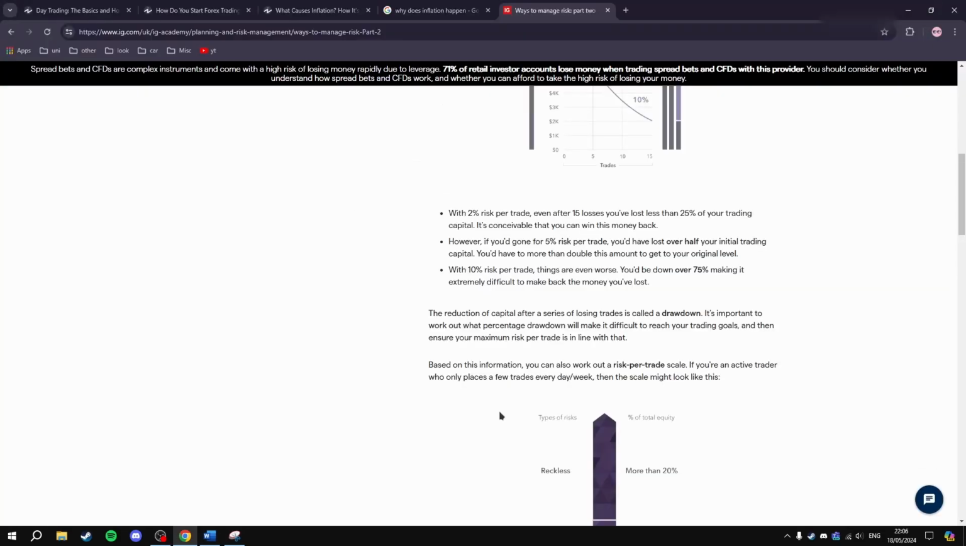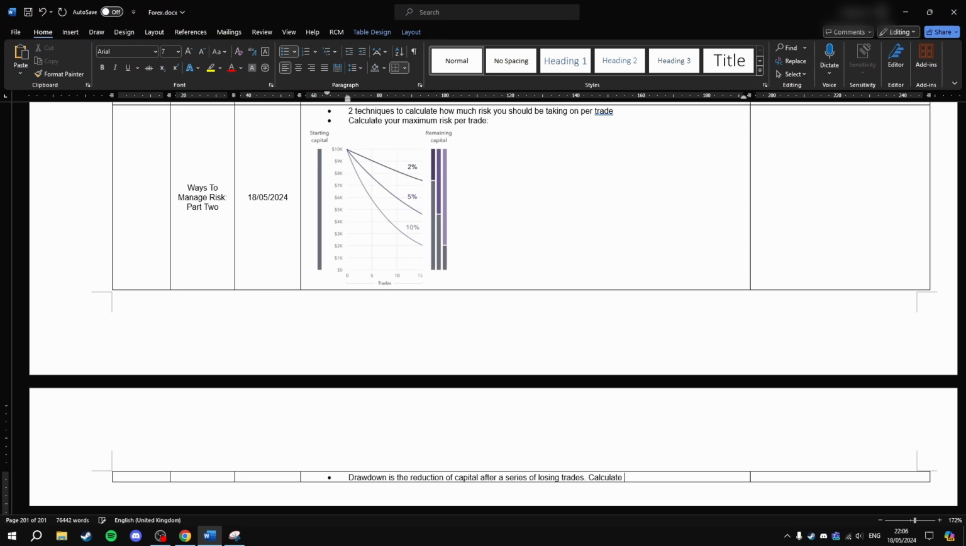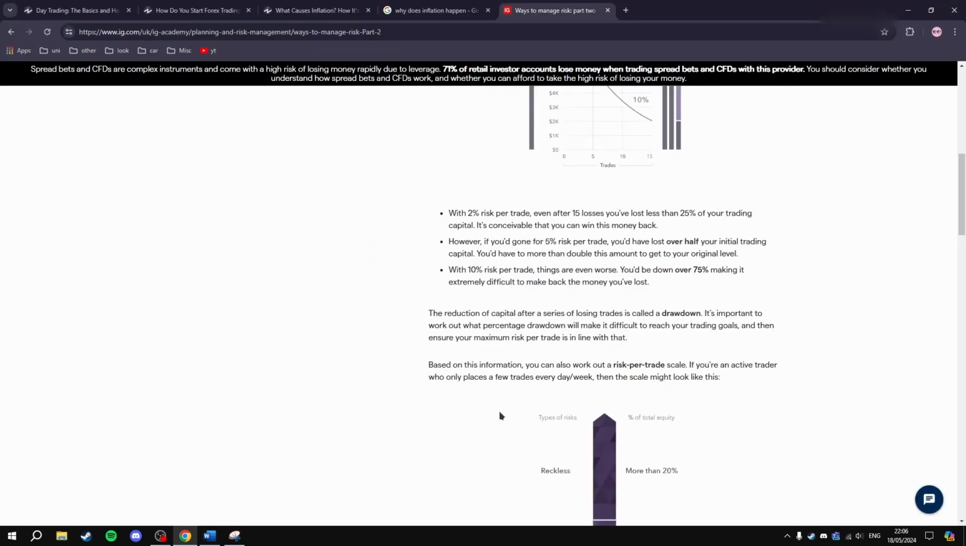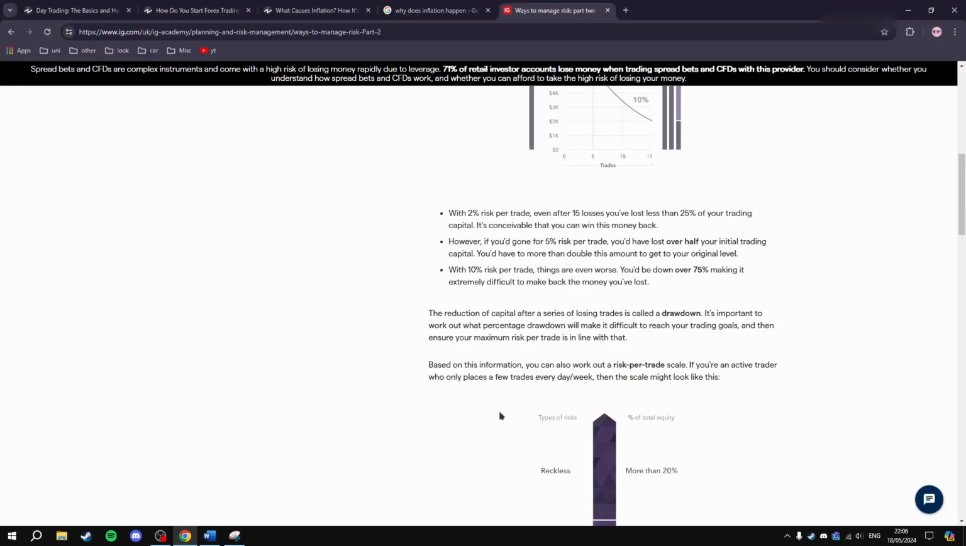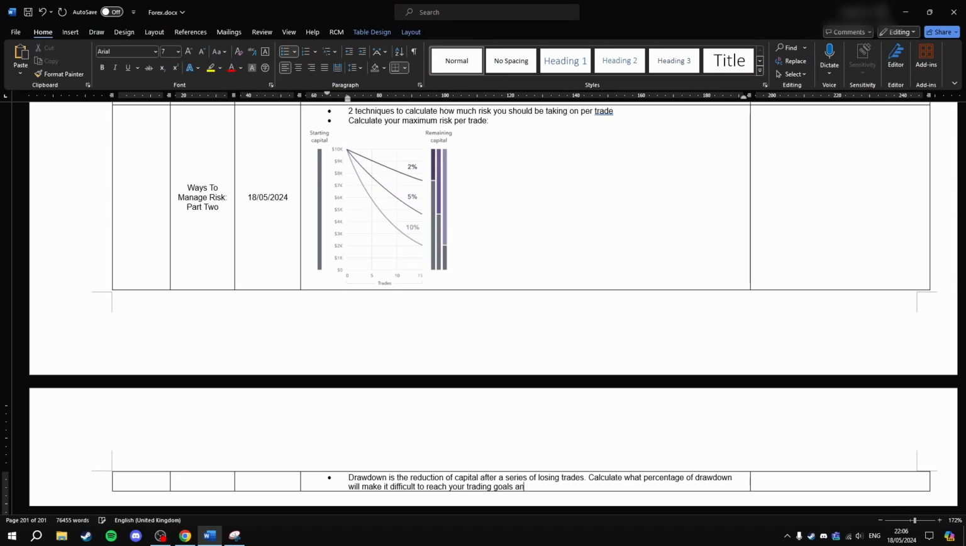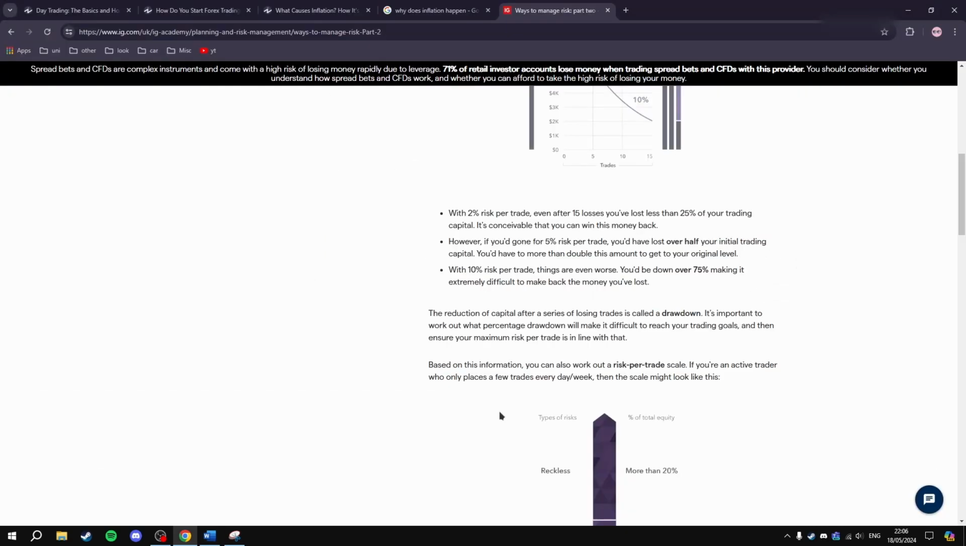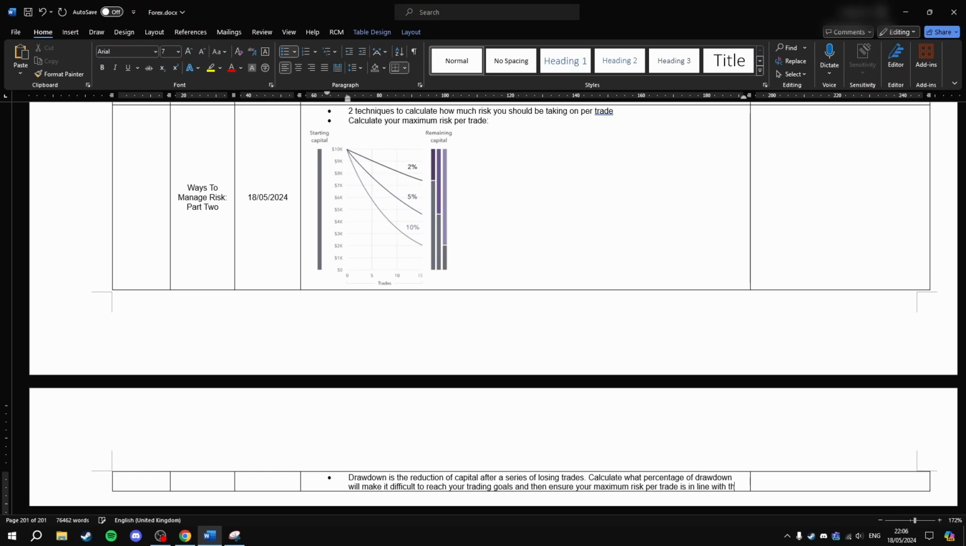Calculate what percentage of drawdown will make it difficult to reach your trading goals, and then ensure your maximum risk per trade is in line with that.